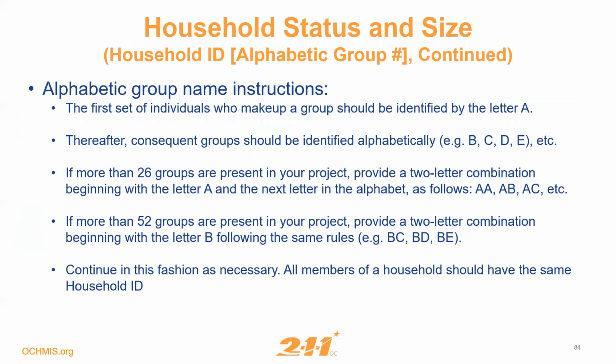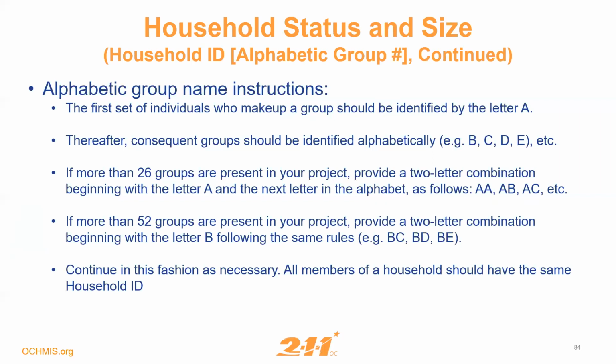Thereafter, consequent groups should be identified alphabetically, so B, C, D, E, etc. If you happen to have more than 26 groups in your project that are presenting themselves to live together, you will provide a two-letter combination beginning with the letter A and the next letter in the alphabet as follows: AA, AB, AC, AD, etc.